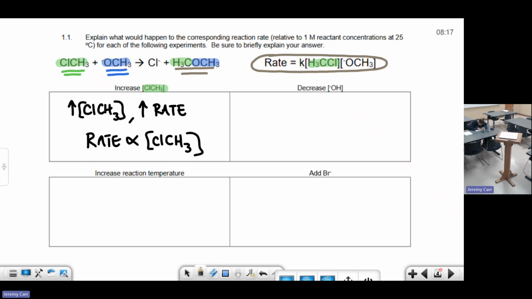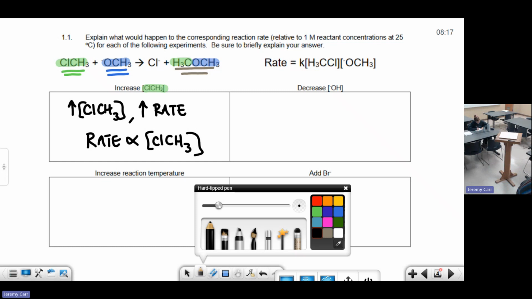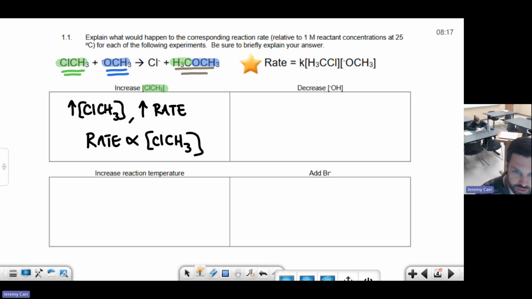Okay, let's look at the next example here. Wipe this out really quickly. We'll come back to our rate law. We'll put a little star by our rate law because that's the star of the show in these problems. All right, we're going to decrease the concentration of HO minus, but this is important here. What happens if I decrease the concentration of HO minus? Is there any hydroxide that's actually in the rate law? Well, look at what the rate law says.